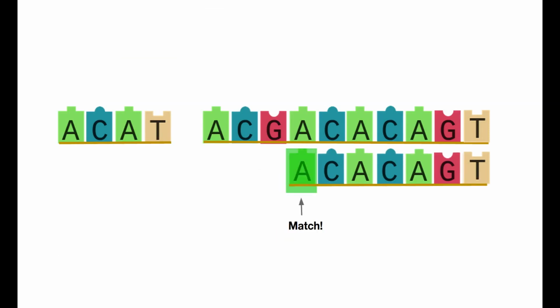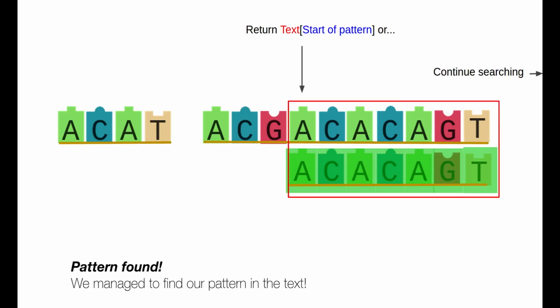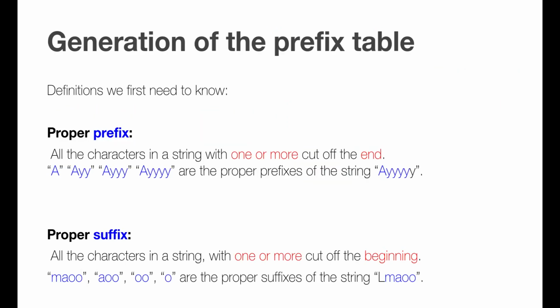We find our first character matches. The second character also matches, and so does the third. It is also the case that every other character in our pattern matches. After matching the final character in the pattern, we have found a match. We either return the index at which the pattern appears in the text, or store the index and continue searching. So that was the general idea of how KMP works.